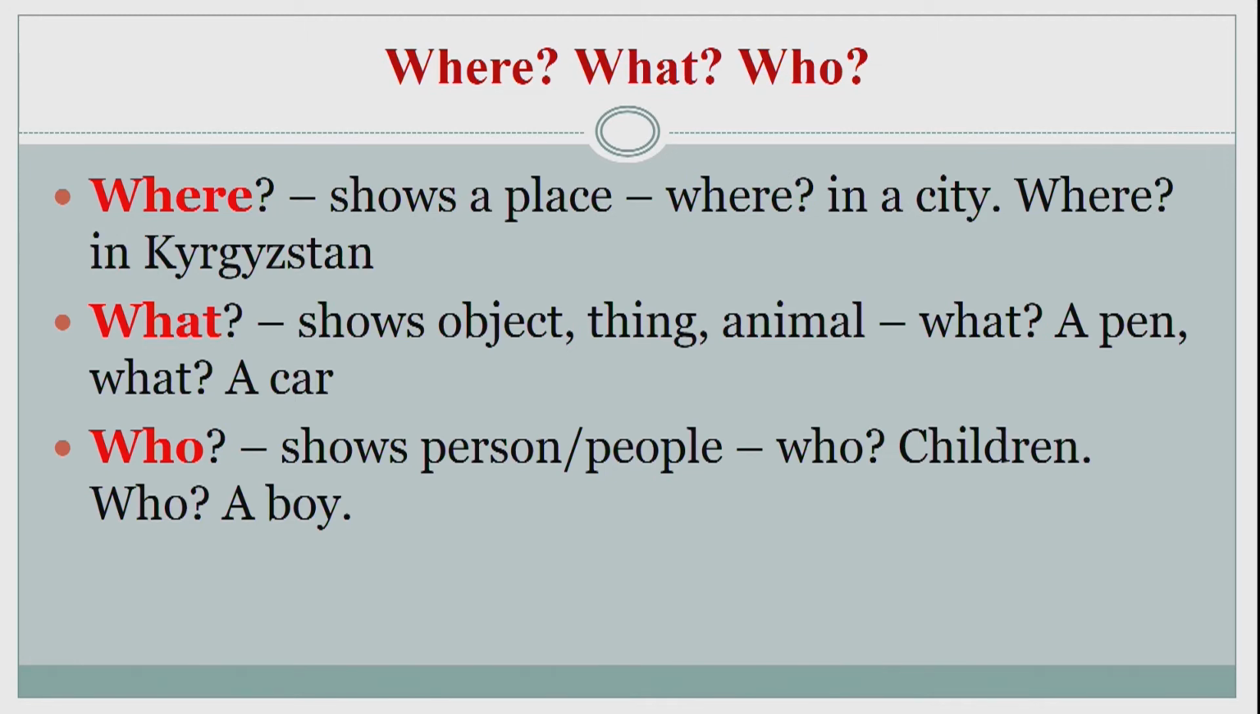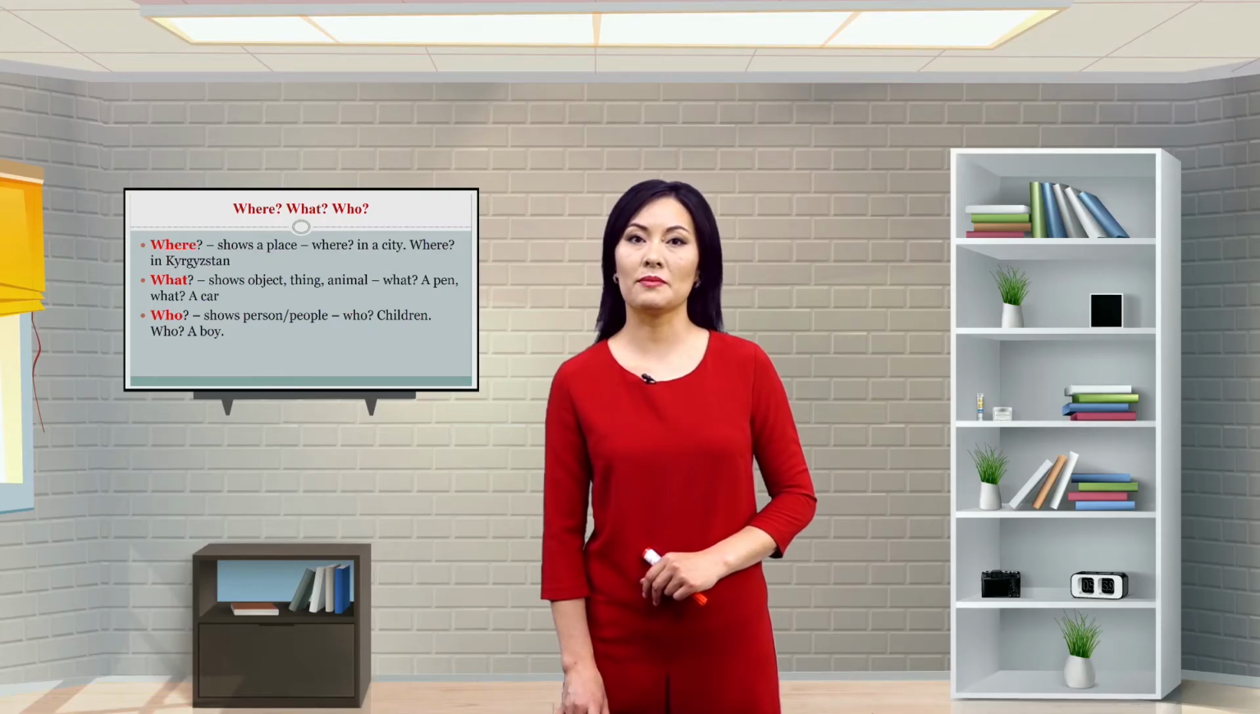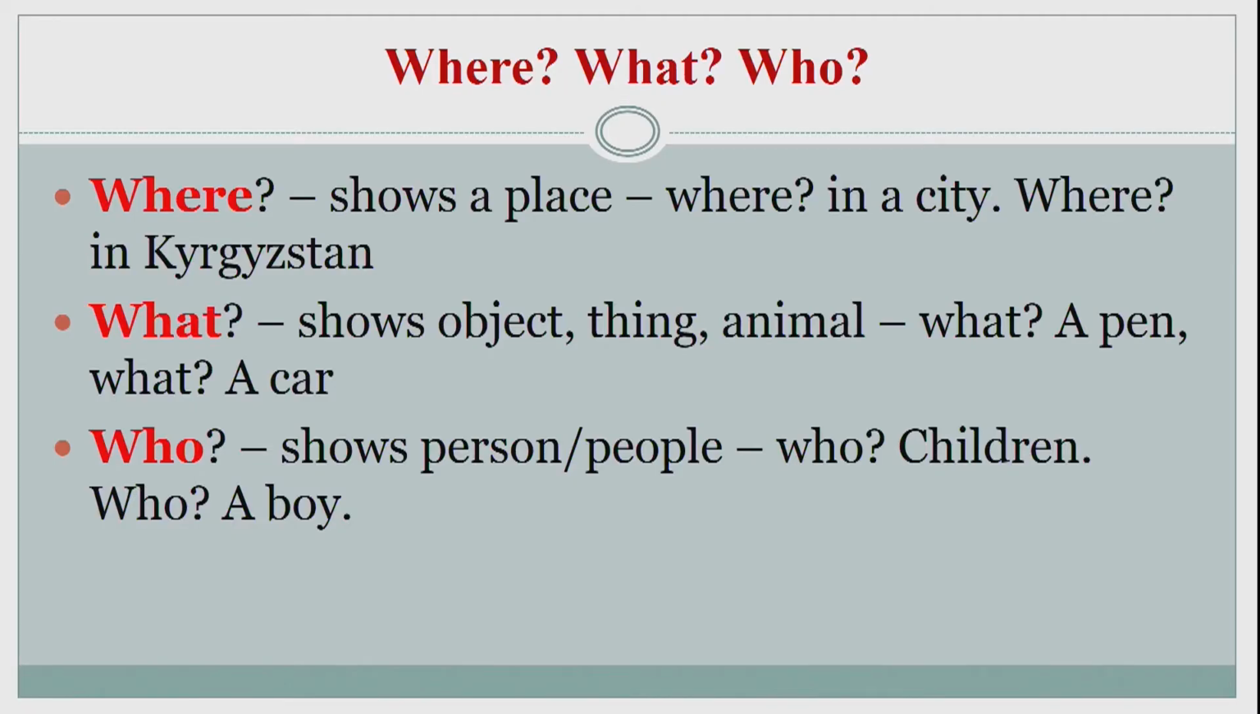Now look at the rules. Where shows a place. Where? In a city. Where? In Kyrgyzstan. What shows an object, thing, animal. What? A pen. What? A car. Who shows a person or people. Who? Children. Who? A boy.